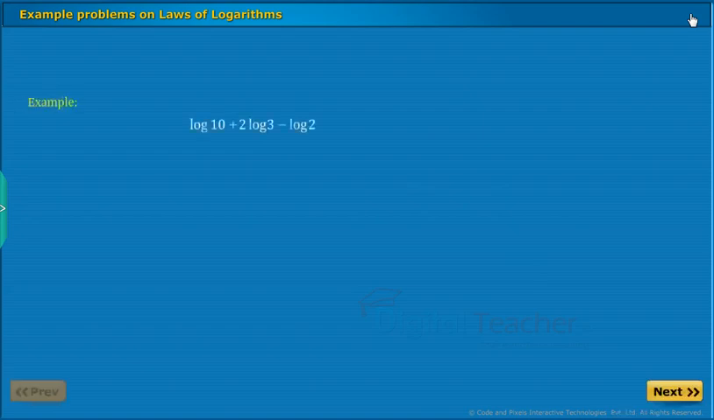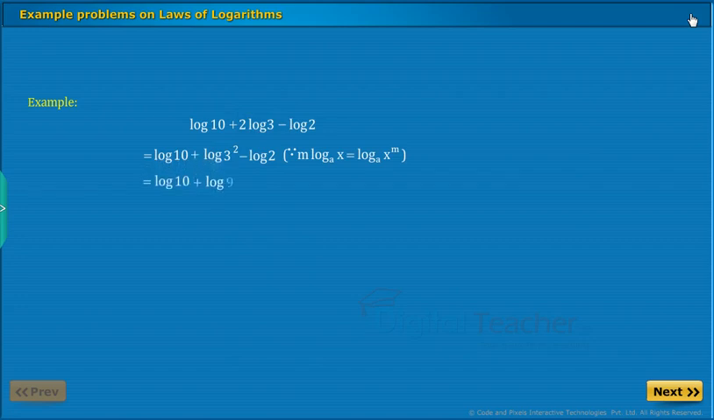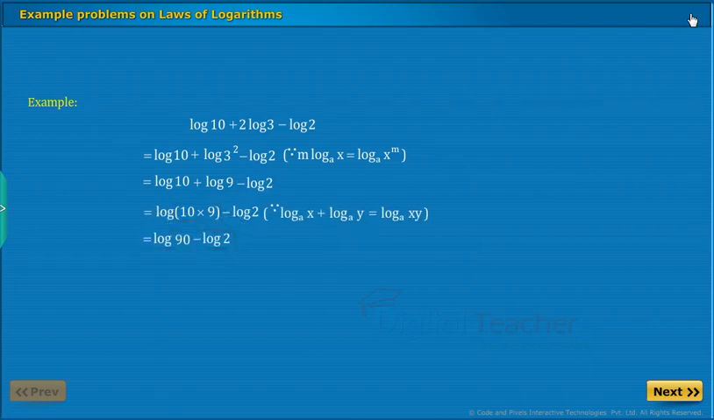Write log 10 plus 2 log 3 minus log 2 as a single logarithm. Initially, write the second term of the given expression in the form of the third law as shown. Now, write the first two terms using the first law as shown on the screen. Now, finally represent the above equation in terms of the second law. Therefore, the single logarithm of the given expression is log 45.